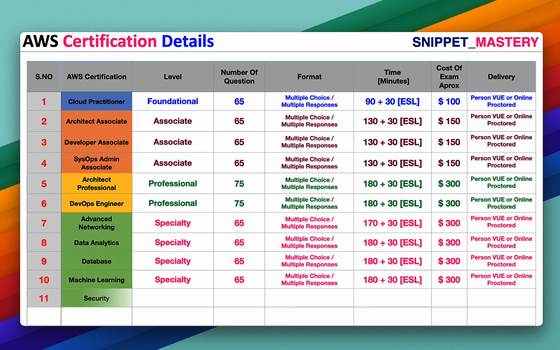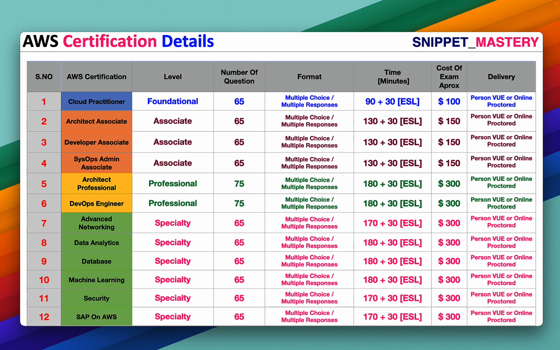If you look at the specialty certifications, it's all about 65 questions as in this case, and the time durations vary. It's 170 plus 30 for advanced networking, 170 plus 30 for security and SAP on AWS, whereas for data analytics, database and machine learning, it's 180 plus 30, because it depends on the complexity level. They have given different timings, which is 180 plus 30.